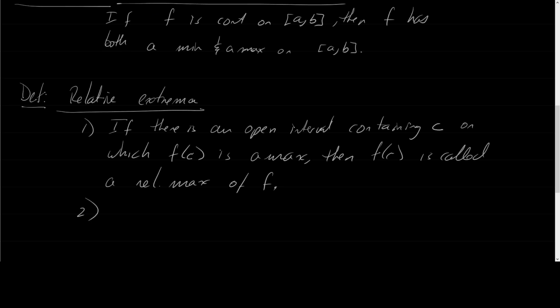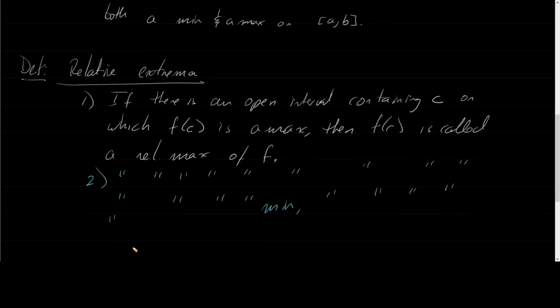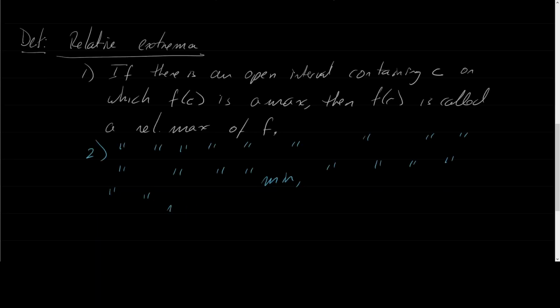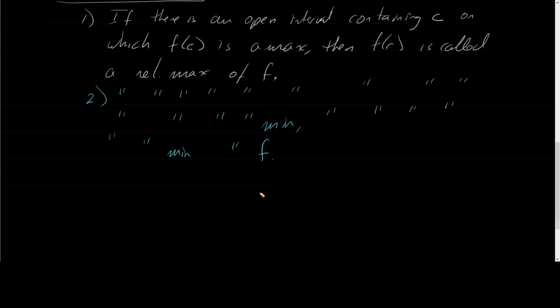And the next thing is going to be a very similar definition. If there is an open interval containing c on which f of c is a minimum, then f of c is called a relative min of f. So it's pretty much the same definition, right? And again, we can also say here that the function f has a relative minimum at that point, c comma f of c.